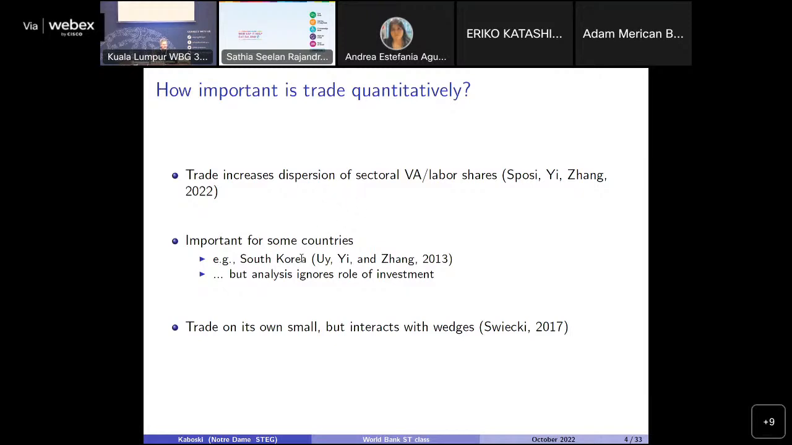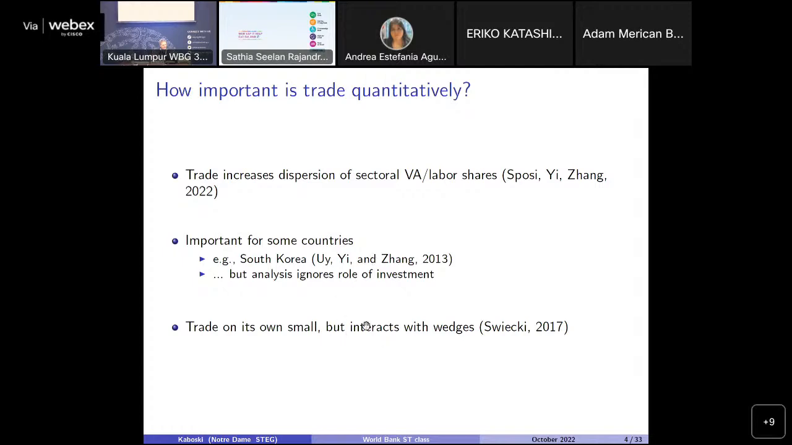We know that it's important for some countries. Again, this is Uy, Yi, and Zhang. It's the same authors, Kemu Uy, Yi, and Jing Zhang. And then Tim Uy is the third here, Michael Sposi. It's important for some countries, but these analyses are ignoring the role of investment, which I think is an important thing to keep in mind, given the seminar that I just gave, which is that investment's really important for understanding the hump shape. It's a great paper, but it doesn't have investment, and so the hump shape comes out of other things.